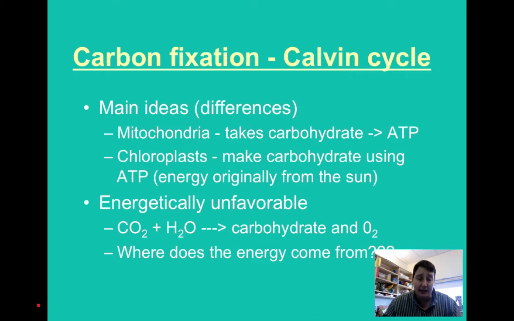The dark cycle can occur in the absence of light, so this can occur at night. Okay, it'll occur until all the ATP is used up. But what it does is it fixes carbon, and the carbon comes from carbon dioxide, and it fixes carbon into a carbohydrate molecule. It's called the Calvin cycle because Calvin was the guy who originally identified this cycle, and we're going to talk about the cycle in very broad terms.